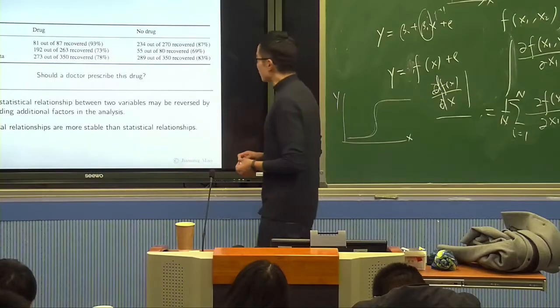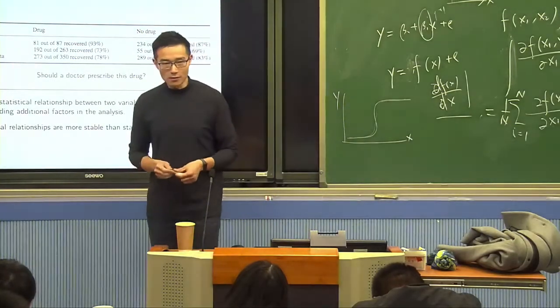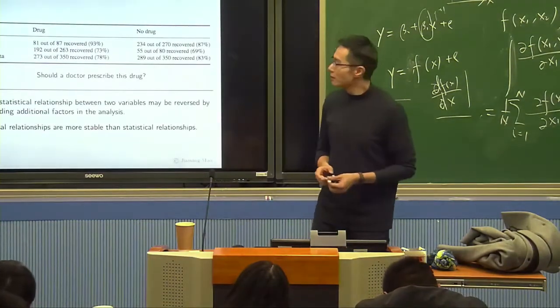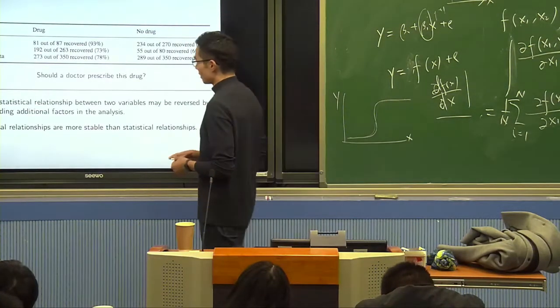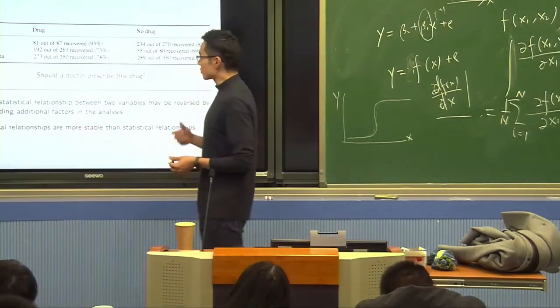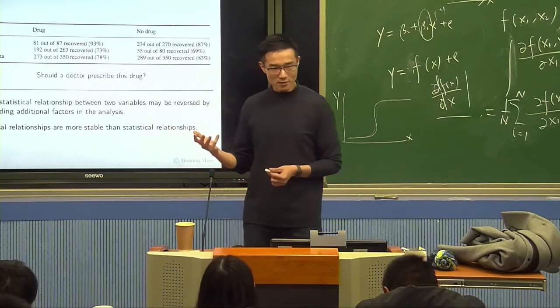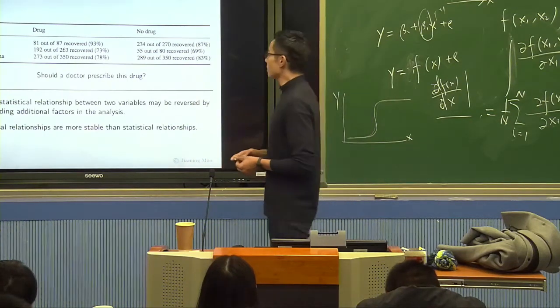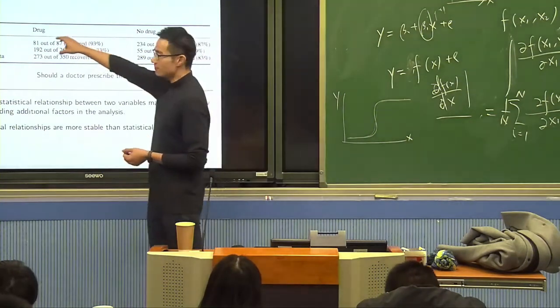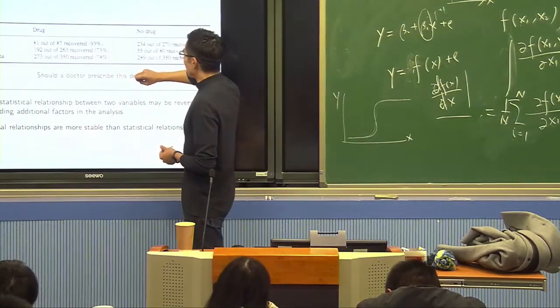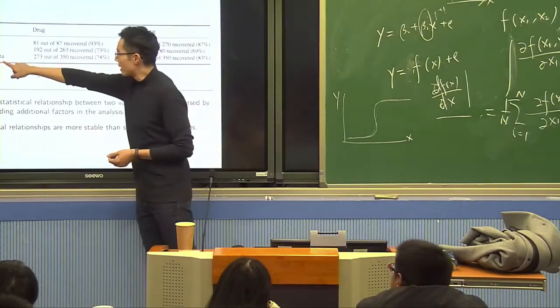Okay, this is another fun example about causality and about statistical relationships. It's called Simpson's paradox, and I'm not sure how many of you have heard about Simpson's paradox, but it's a very famous paradox in statistics. So here's the idea, right? There's a drug I can give you. Let's first take a look at the combined data.